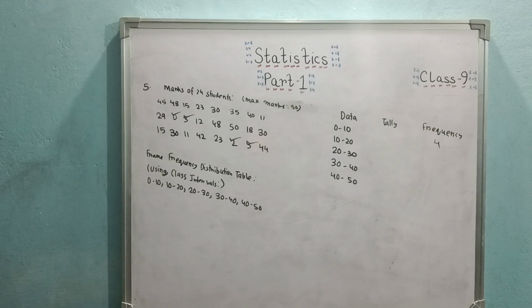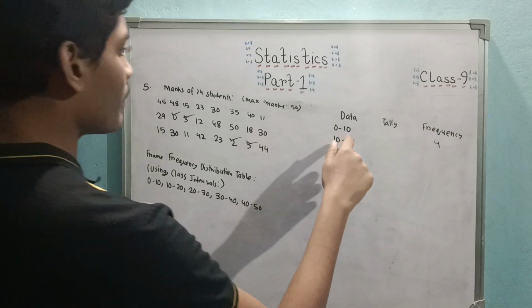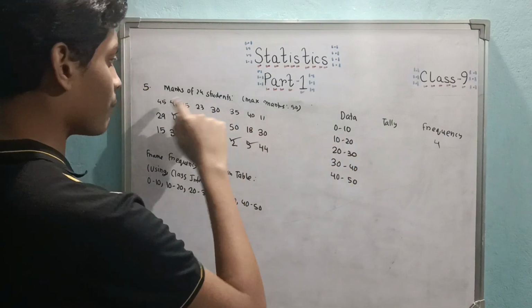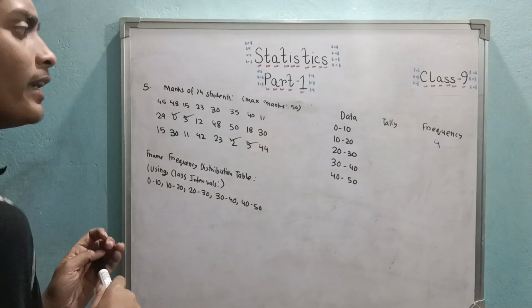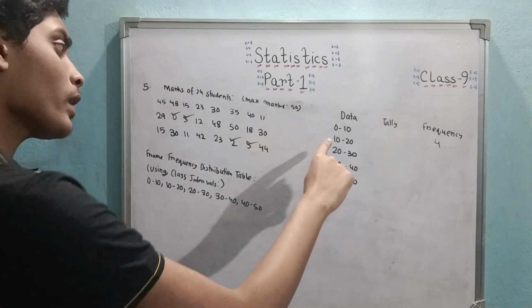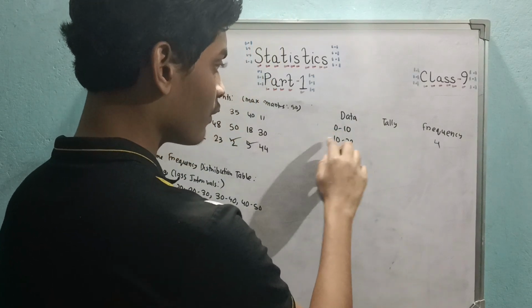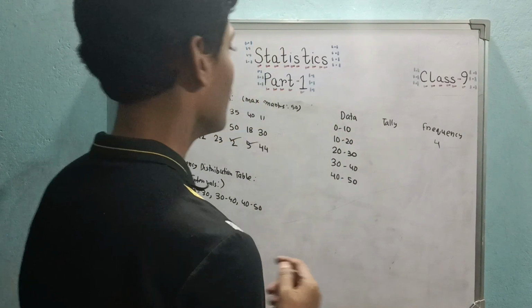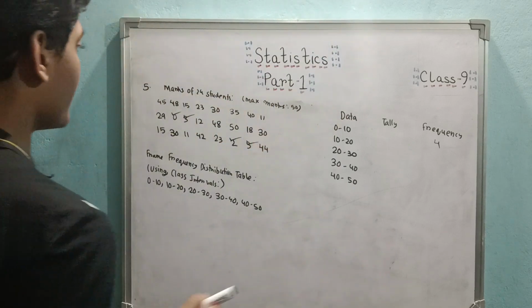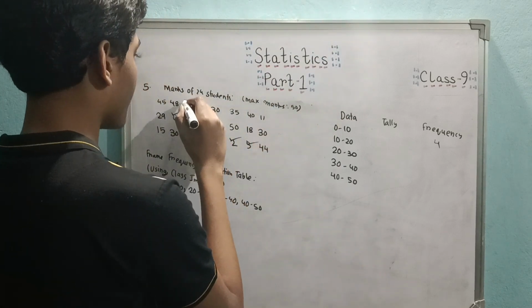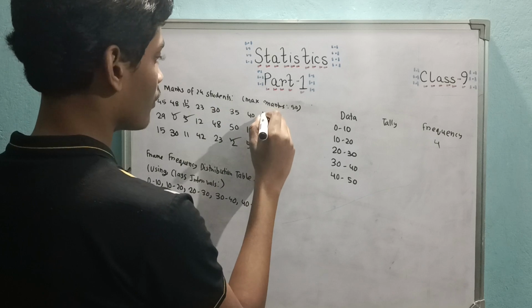Then for 10 to 20, you can't include the number 20, the upper class limit, if it is present here. So you have to see from 10 to 19. Now you can include 10, because 10 becomes the lower class limit of this class interval. So then 10 to 19. Where are you? This number can be 1. This is 1.